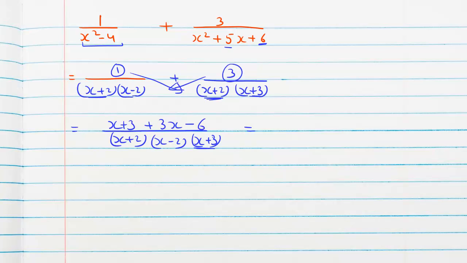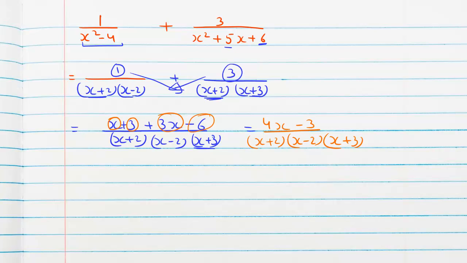Okay, now we will simplify this. We have x over here, let me take a different color. We have x plus 3x, that gives us 4x, and 3 and negative 6, we have negative 3 over the remaining denominators. What are they? X plus 2 times x minus 2 times x plus 3, and this is our final answer. We don't need to simplify anything, and there are no factors we can actually take.